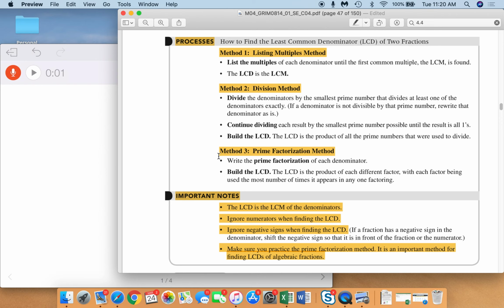And then method 3 is the prime factorization of each denominator, and then you build the LCD. So remember, you just go through and find which ones are listed. You take it for at least one time. I know it sounds weird. But it says the LCD is the product of each different factor, with each factor being used the most number of times it appears in any one factoring. I think going through some examples makes that clearer because the wording can be a little confusing.